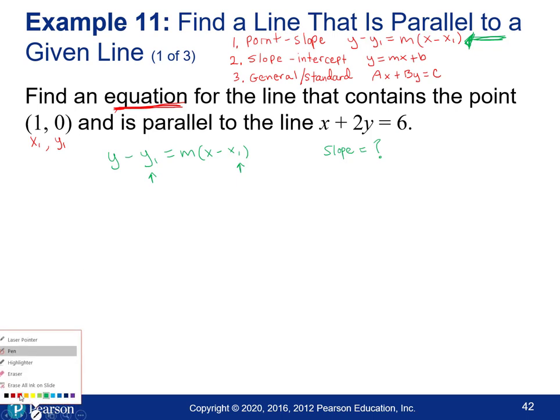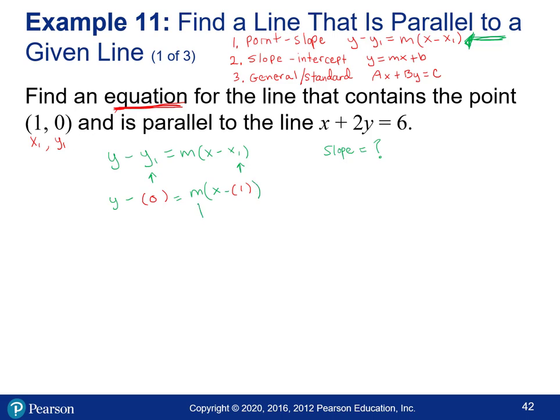So let's go ahead and start with what we know for the point really quick. y1 is 0, x1 is 1. So I'm just going to fill those in. Let me go ahead and go back to green. This is y minus 0 equals m times x minus 1. Okay, what I need now is m. We need the slope, and we're told that it's parallel to this equation here, this line.